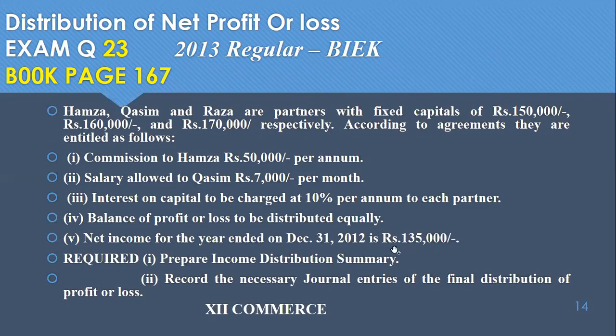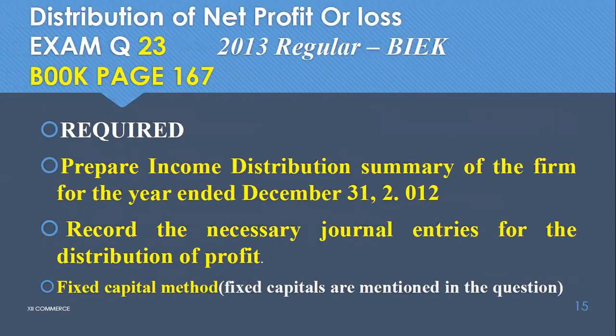In the required part you have to prepare the income distribution summary and the journal entry. These are the two specific parts that will appear in the examination and get you good marks. Number one, prepare the income distribution summary. Secondly, prepare the necessary journal entries. As the question mentions fixed capitals, you have to follow only the fixed capital method for the journal.